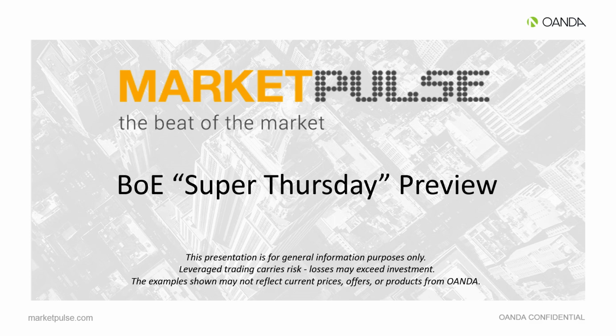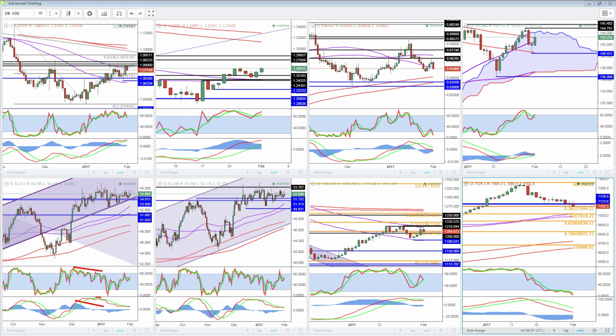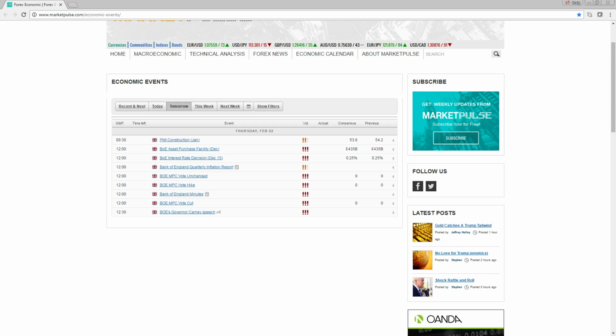We'll start by taking a look at an overview of what we can expect. We'll then move on to some charts. We've got a few lined up, mainly focusing, of course, on sterling and the FTSE, given that these are going to be the most directly impacted, I guess, from what happens tomorrow. Firstly, what are we looking at tomorrow?